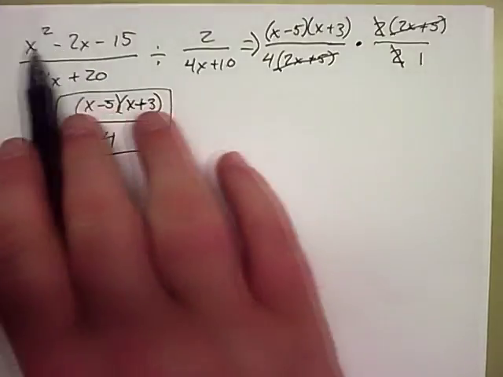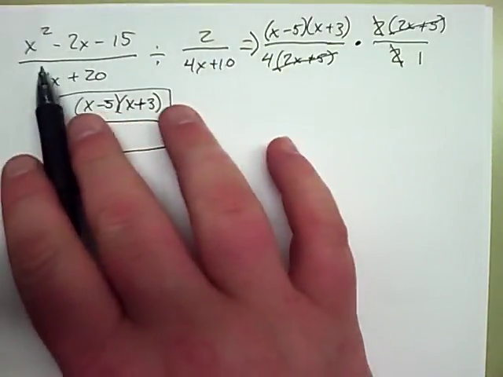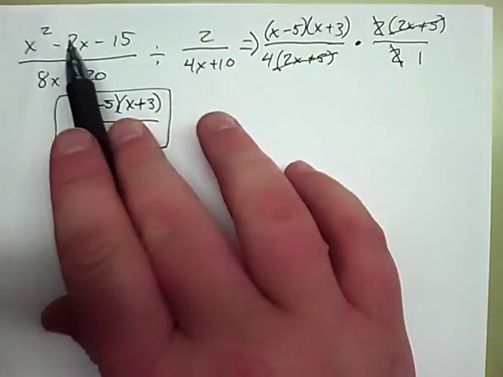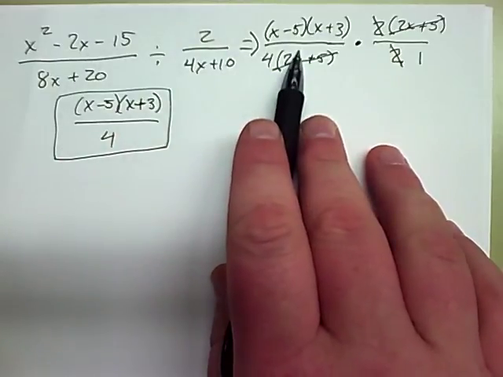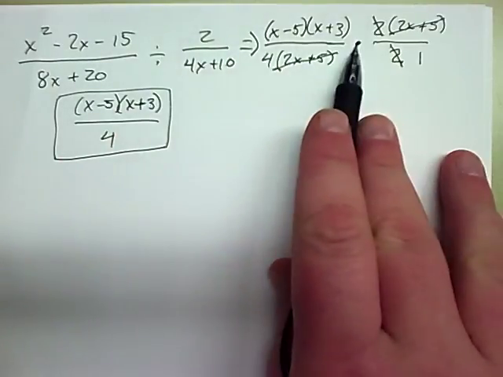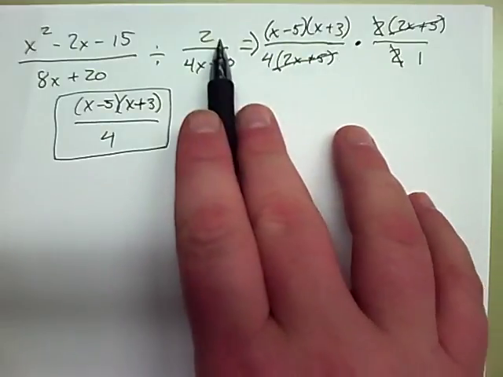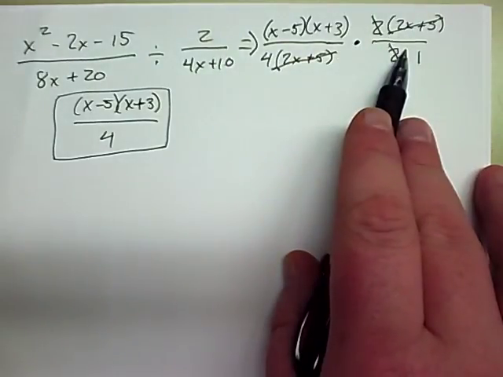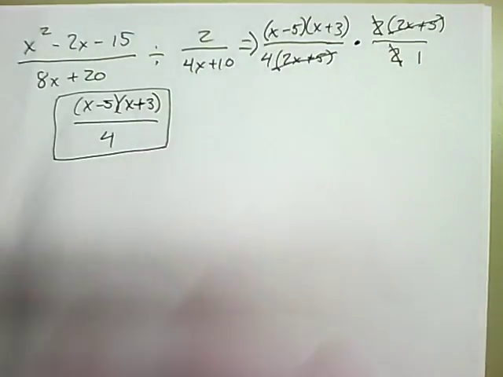Again, factor everything. The first fraction stays the same. Division turns into multiplication, and we flip the second fraction and cancel. It's just that easy.